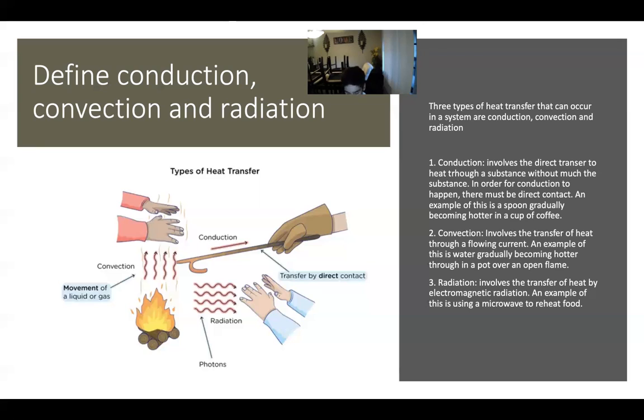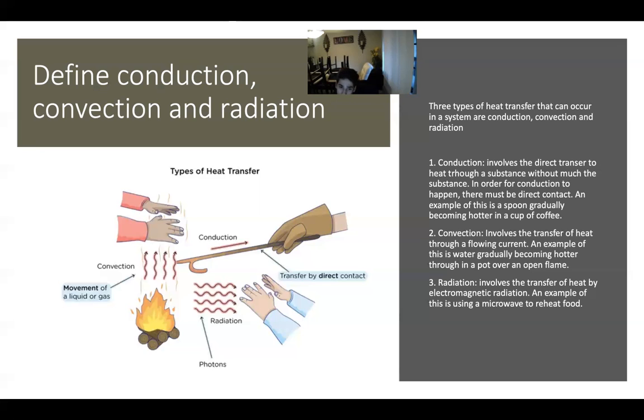One is direct, meaning you're actually holding something. It could be a spoon. You're holding something and putting it on a burner or something like that, right? And you're transferring the heat to the metal. That's conduction, right? It involves a direct transfer of heat through a substance.